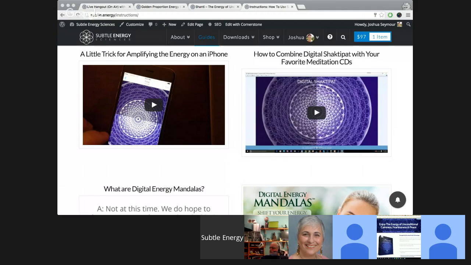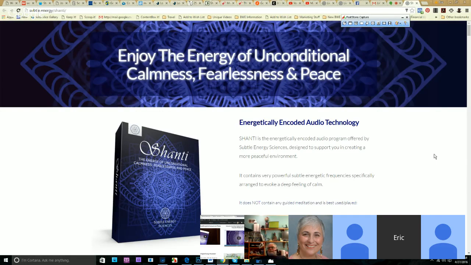What you do is, if you want to amplify a mandala 3 times, you would select a mandala, set it as both your lock screen and your wallpaper. So now you've got 2 instances of it that are going to be broadcasting 24/7. Even when you've hit that top right button that blacks the phone out and it's off, it'll still be emanating the energy.